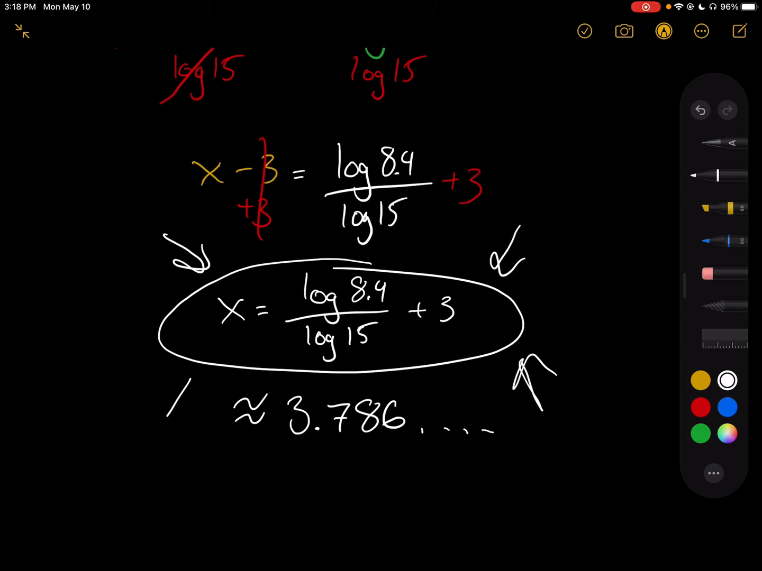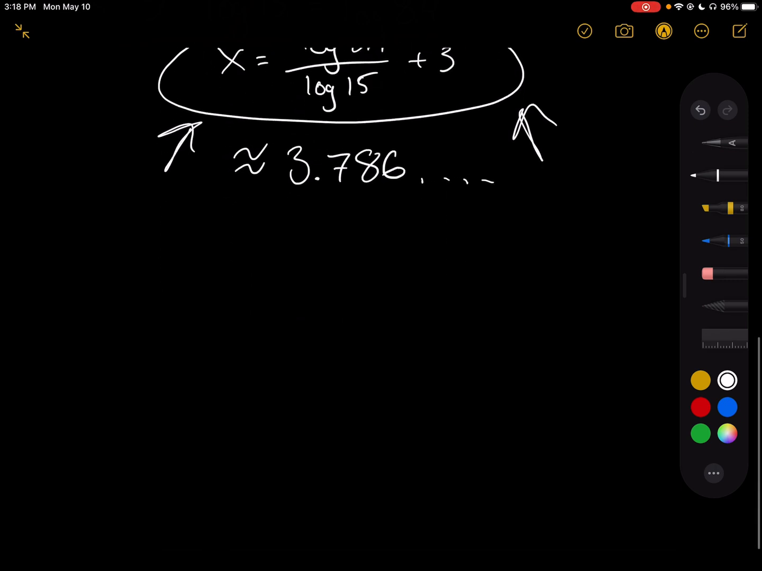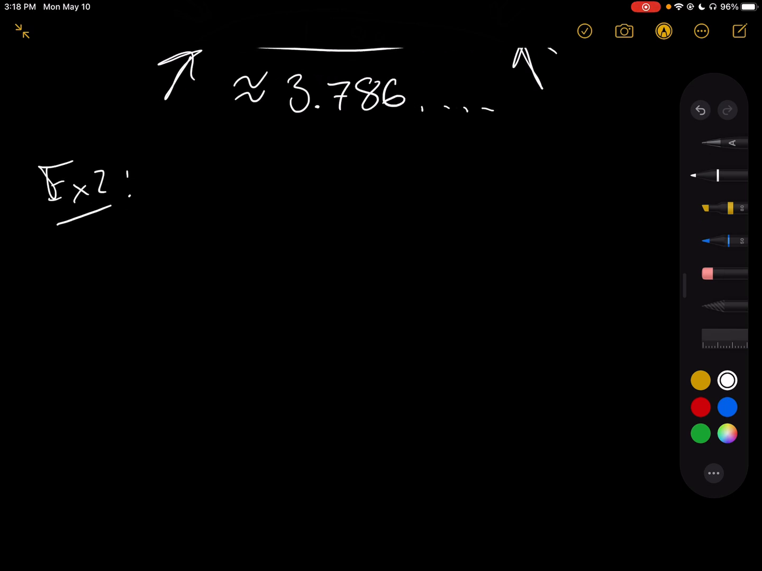Really, the main takeaway here is that we can use logs to isolate an x and solve for it. So let's do one more together, and then I'll let you go. So here will be example 2. And really, the only thing that's going to change here is there's going to be an extra step. So negative 3 times 4 to the 8 minus 4x, minus 5, equals negative 29.